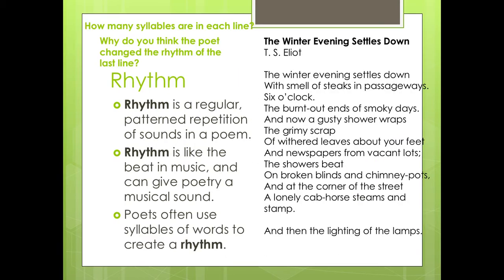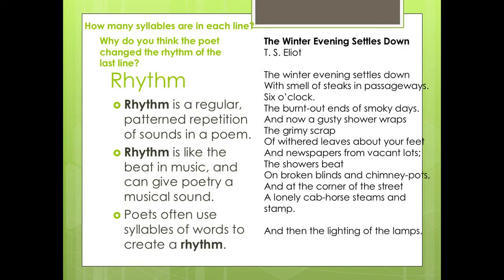So the rhythm and the rhyme in this are in a pattern. Rhythm is a regular pattern of repetition, and it gives you the flow and the sound that we are looking for in the poem. Rhythm is like a beat in music and can give poetry a musical sound. It's that up, down: the itsy bitsy spider went up the water spout, down came the rain and washed the spider out. That's the rhythm that keeps us singing along with it.